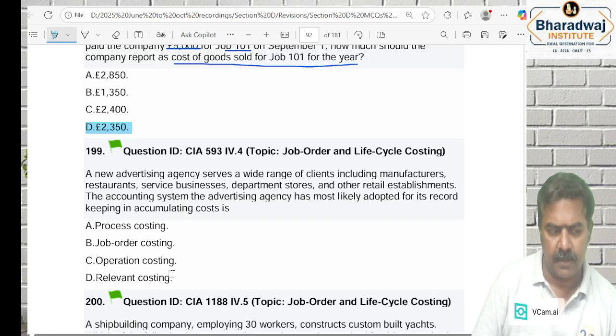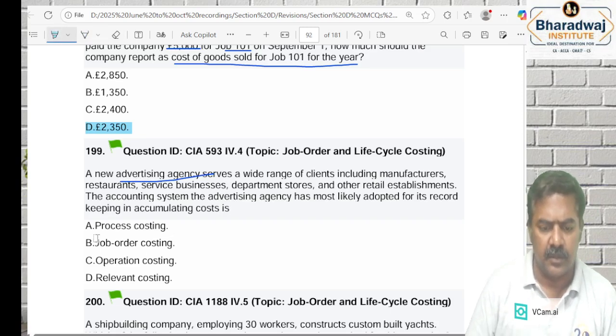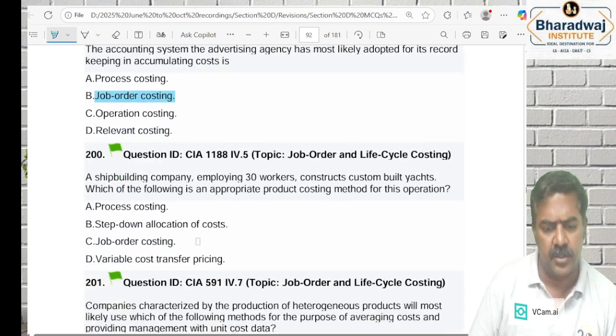Read this. Wide range of clients, including manufacturing, restaurants, and service businesses, etc. Process costing? Is it process costing? It's an advertisement agency. Are they doing the same production flow? Okay. Job order. It will come under job order costing.